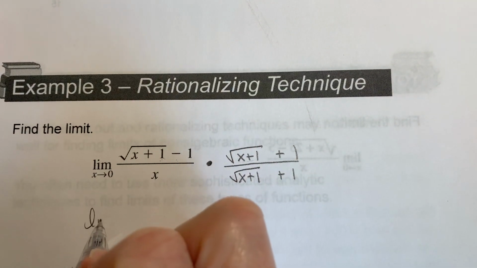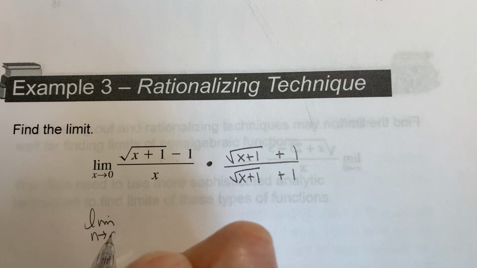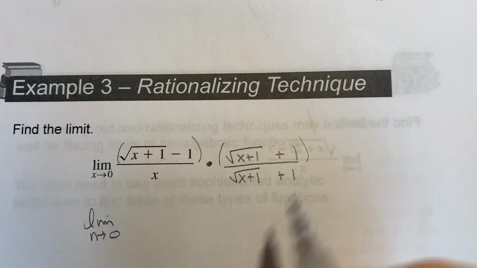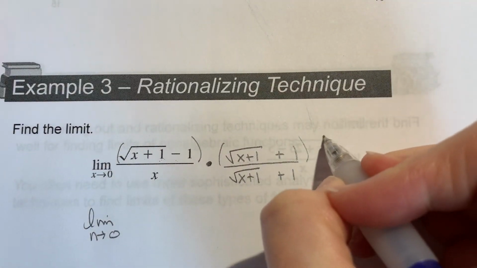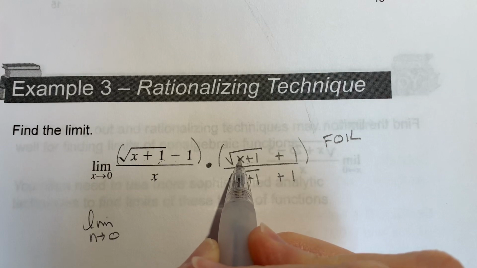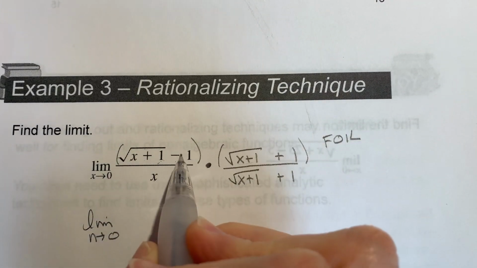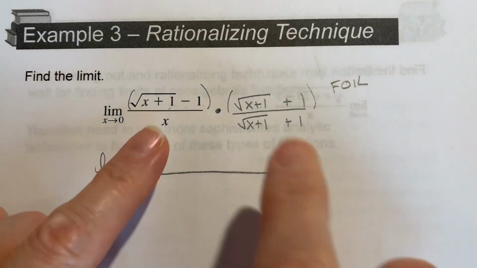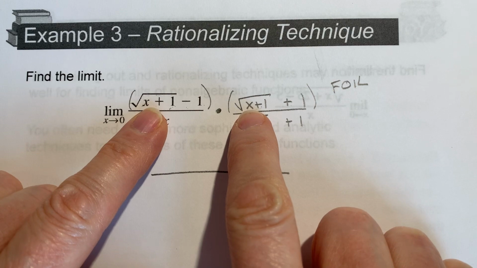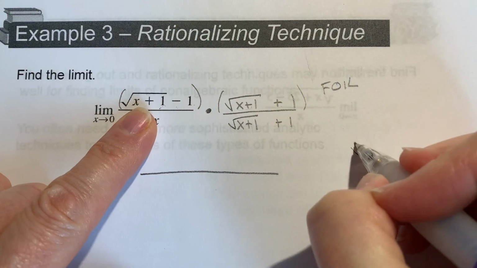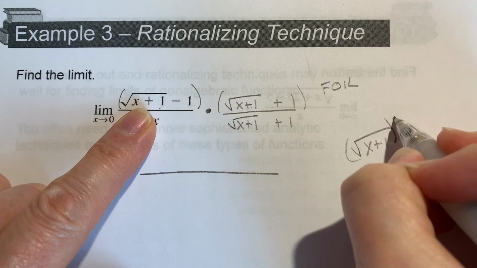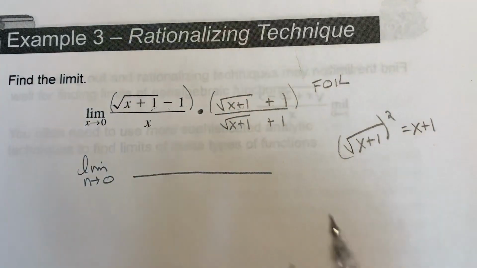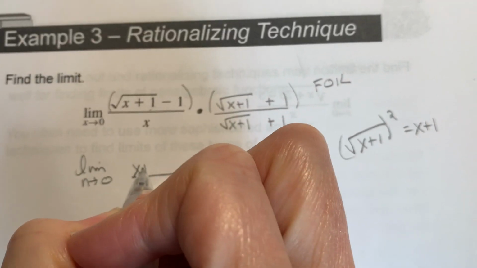All right, so now I'm going to recopy my limit here. So on the top, you want to think I'm multiplying a binomial times a binomial. So I want to do FOIL on this. I want to multiply the first two terms, the outside terms, the inside terms, and the last terms. I'm going to put a big fraction bar here because I'm going to need it. So square root of x plus 1 times square root of x plus 1 just equals x plus 1. So I've gotten rid of that square root in the numerator.